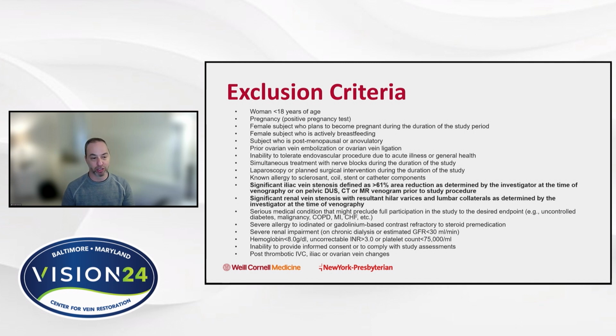But you can see exclusion if there's iliac vein compression greater than 61%. We don't want to include those patients. So if pre-procedure imaging shows that iliac vein compression, those are not included in the study. Similarly, renal vein stenosis, we don't want those patients included in this trial either, because it's going to lead to confusion as to the outcomes of ovarian vein embolization specifically. Next slide.